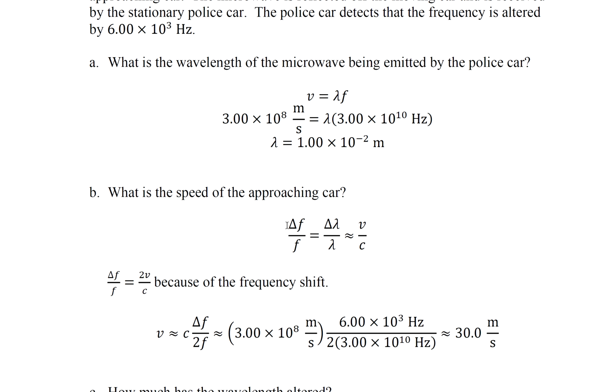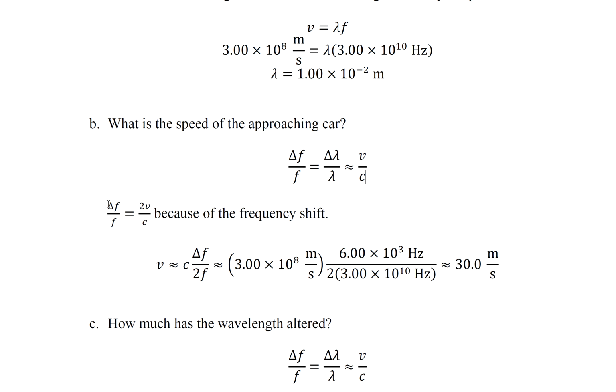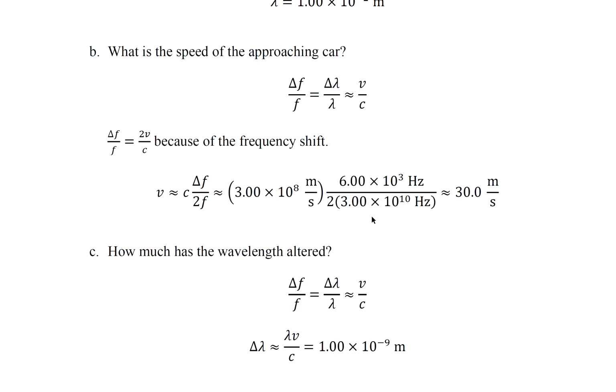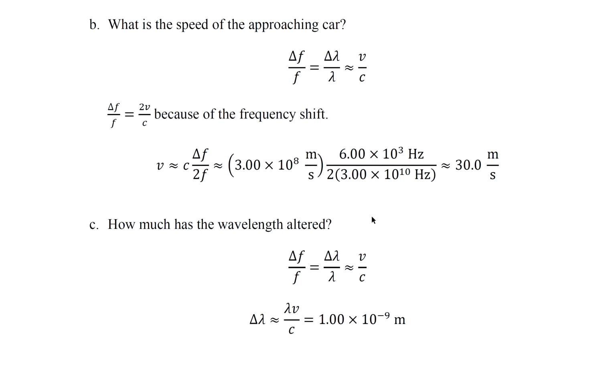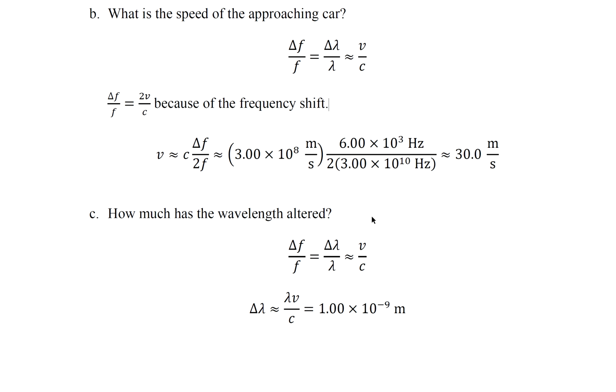So we're going to use this equation. And remember, this v becomes 2v because of the frequency shift. It bounces back. So we're going to solve for v. You get about 30 meters per second. How much has the wavelength altered? So delta lambda is lambda v over c.